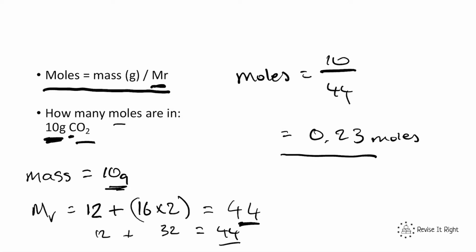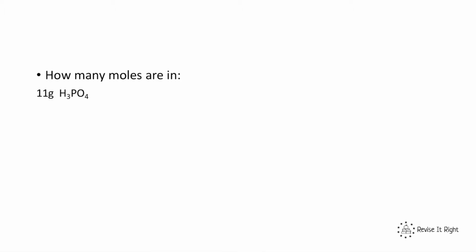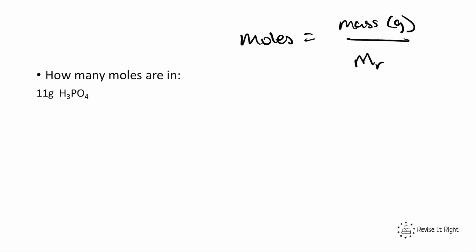Okay, so let's go through another example then. How many moles are in 11 grams of this compound here? We'll write the equation so we don't forget it. Moles equals mass in grams divided by MR. The mass in this equation is 11, and we need to work out our MR. So let's do that over here.